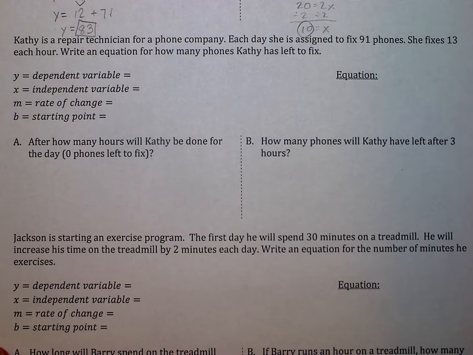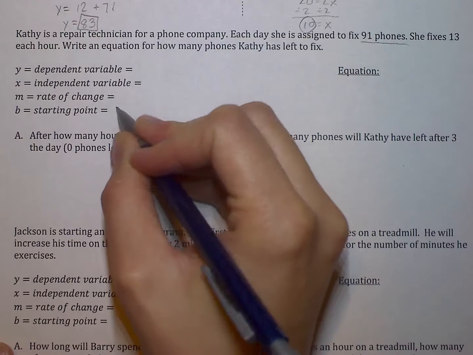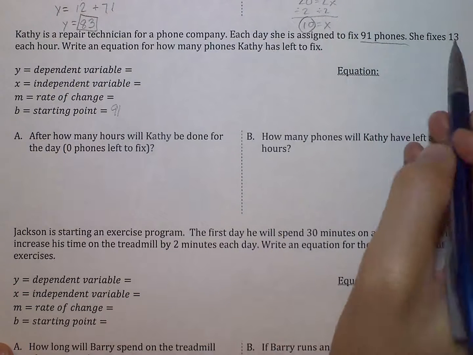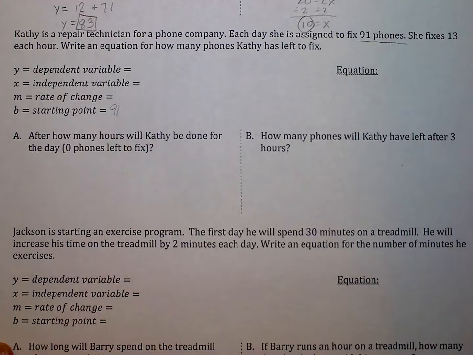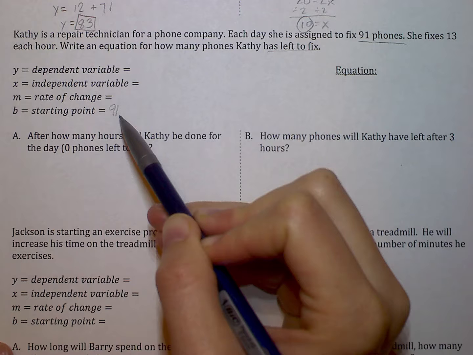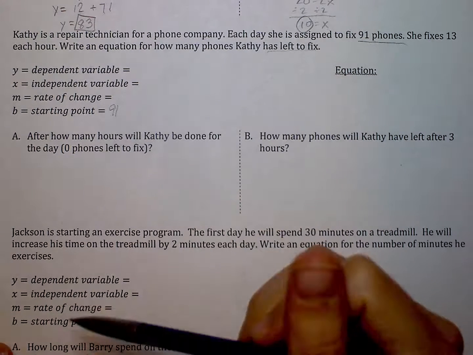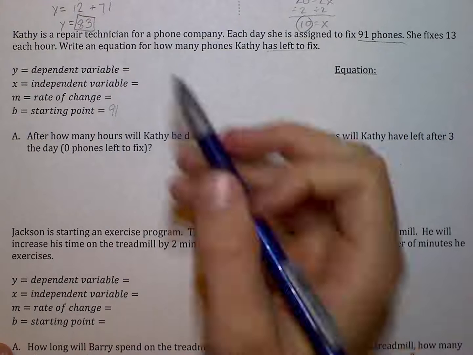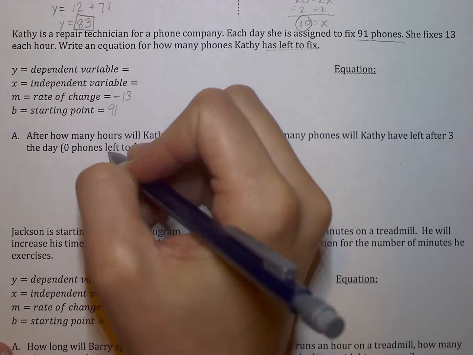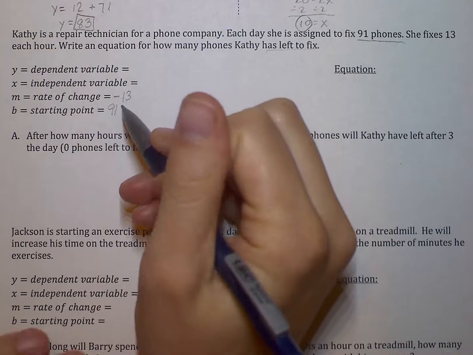Okay, so let's see. She starts each day with 91 phones to fix. That's her starting point. Then she fixes 13 each hour. And we want to know how many phones she has left to fix. So if she starts with 91 and then she fixes 13, then she has 13 less to fix. So the rate of change is actually negative 13, right? Because after an hour, she has 13 less phones to fix, then 13 less, then 13 less. So the rate of change is negative 13.